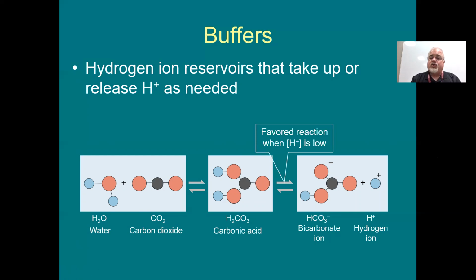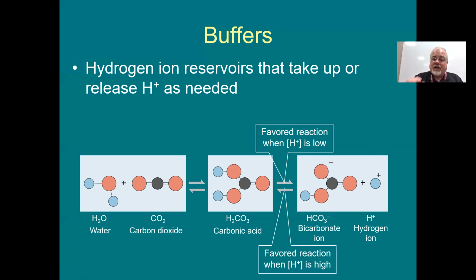So what happens when the hydrogen ion concentration is low? What if I add a little bit of base? What does a little bit of base do to this rainwater? It takes away some of those hydrogen ions, so that favors the reaction to make more hydrogen ions. If I add a little bit of base, the carbonic acid makes more bicarbonate and hydrogen ions.